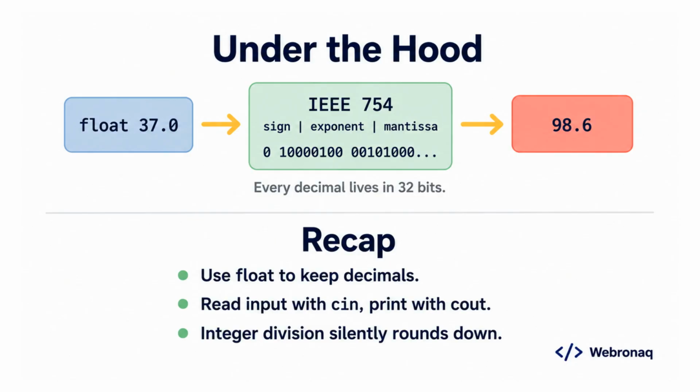Quick recap, use float when you need decimals. cin reads input, cout prints output. And watch out for integer division, it silently drops the fractional part.